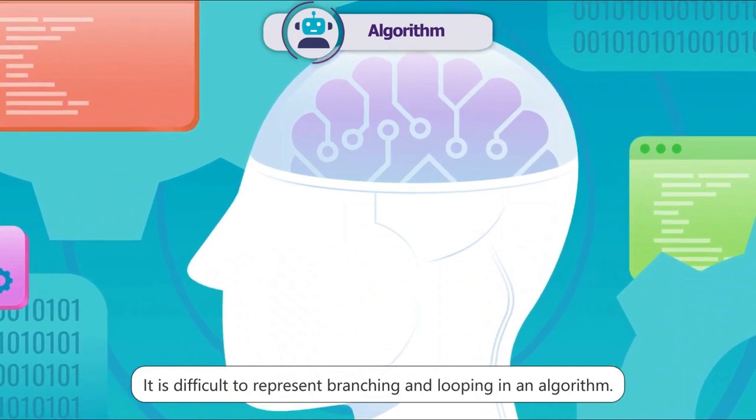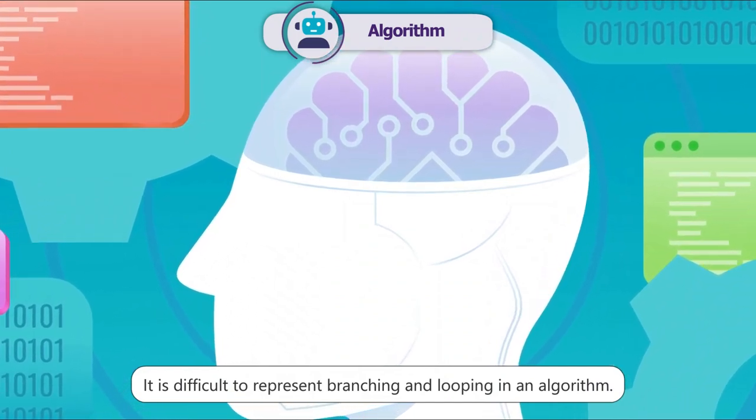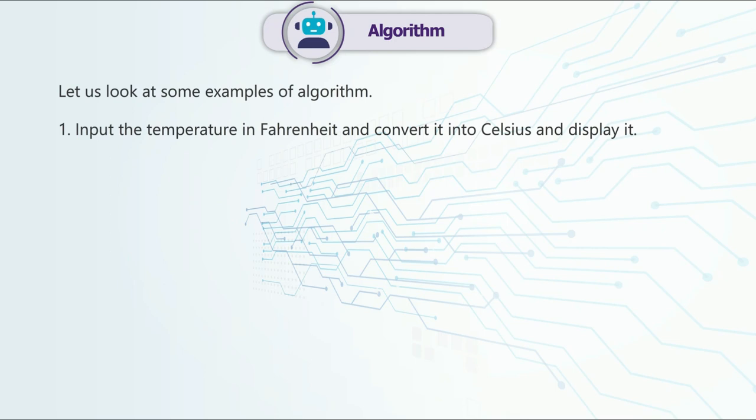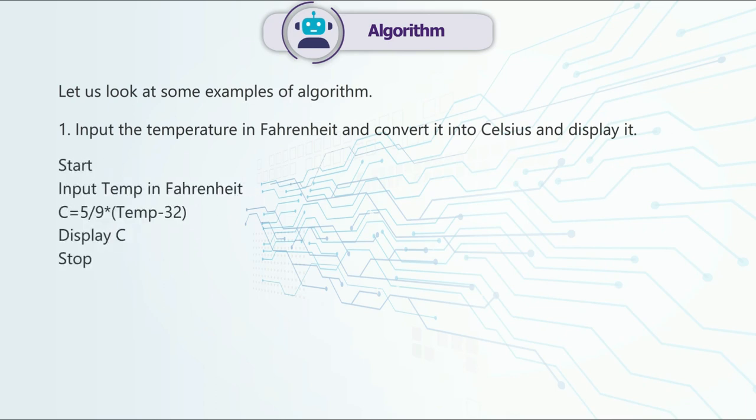It is difficult to represent branching and looping in an algorithm. Let us look at some examples of algorithm. 1. Input the temperature in Fahrenheit and convert it into Celsius and display it.